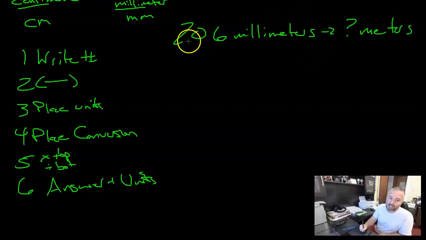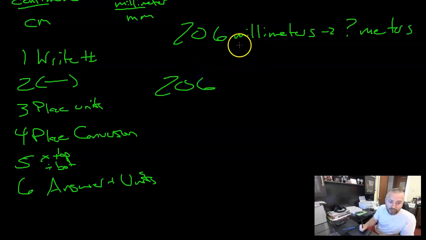And again, like I said last time, you don't have to write out this. This is just me showing you how to do it. So first thing, write the original number, 206. How do I abbreviate this? Well, that's a lowercase m, and that's a lowercase m. If you forget that, of course, just go to the conversion sheet, and that will tell you.